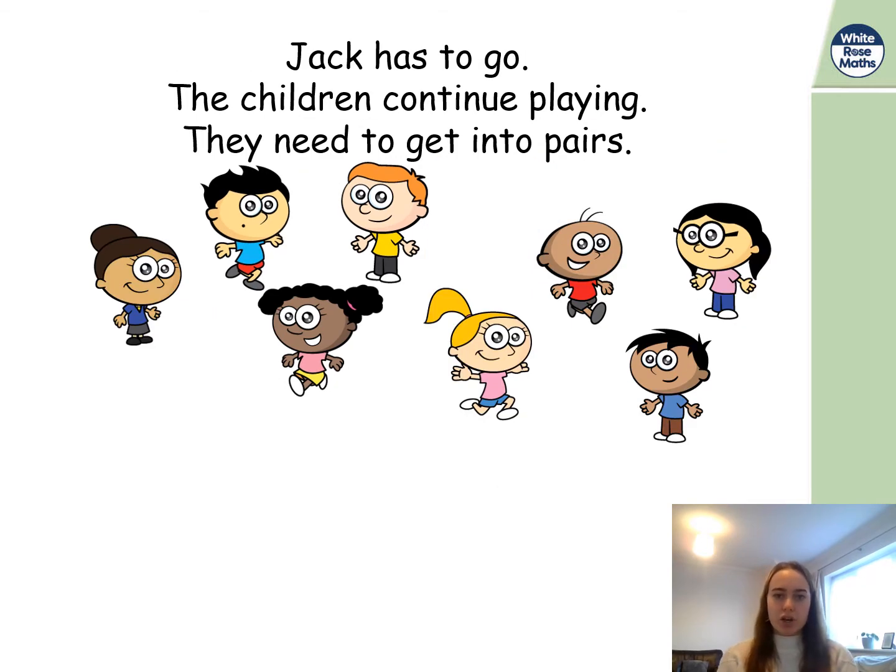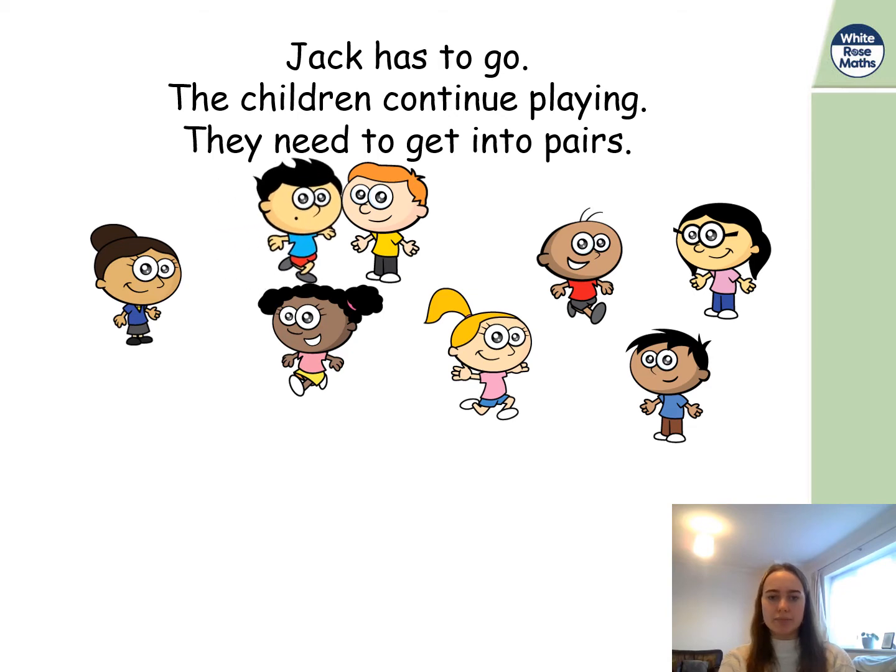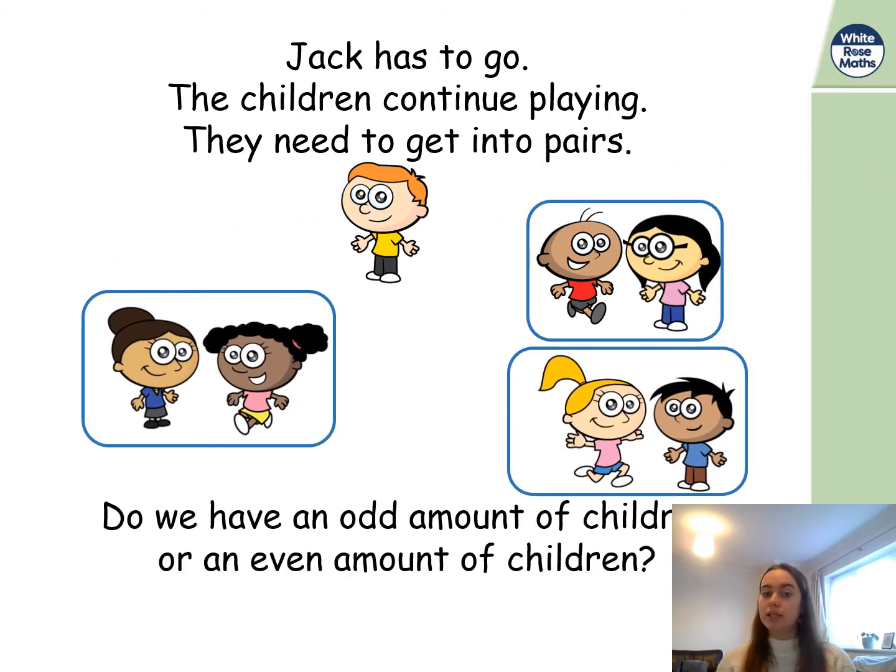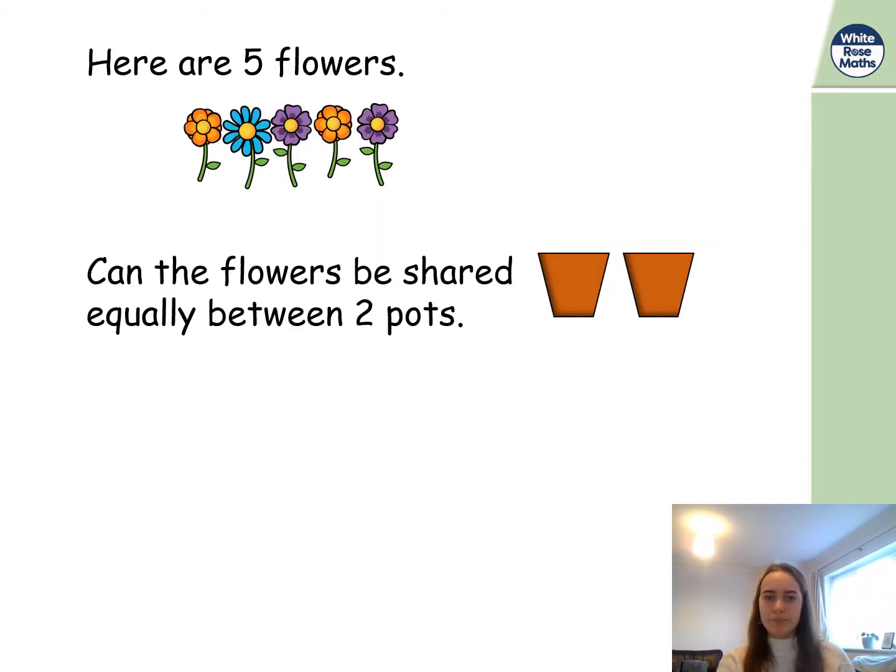So Jack has to go. The children continue playing and they need to get into pairs. So there you go, Jack's gone. What do you think this time? Is this an odd amount of children or an even amount of children? Remember, an even amount of children will have 2s in it, just like on a Numicon. So these are an odd amount of children because it would have just 1 by itself on the top.